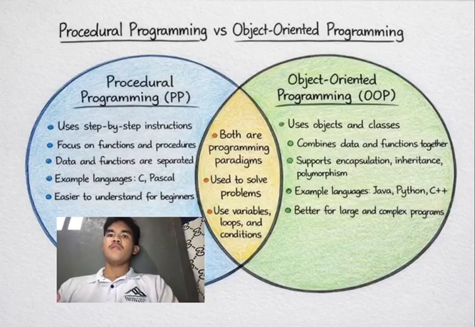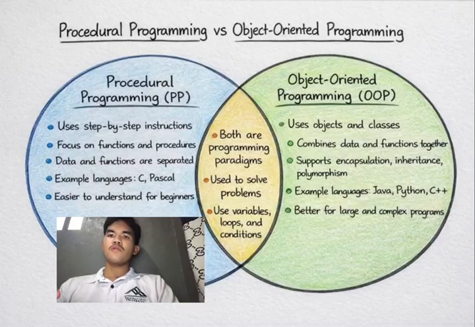In the middle, both procedural programming and object-oriented programming are similar because they are both programming paradigms. They are used to solve problems and create programs, and both use basic programming concepts like variables and loops.